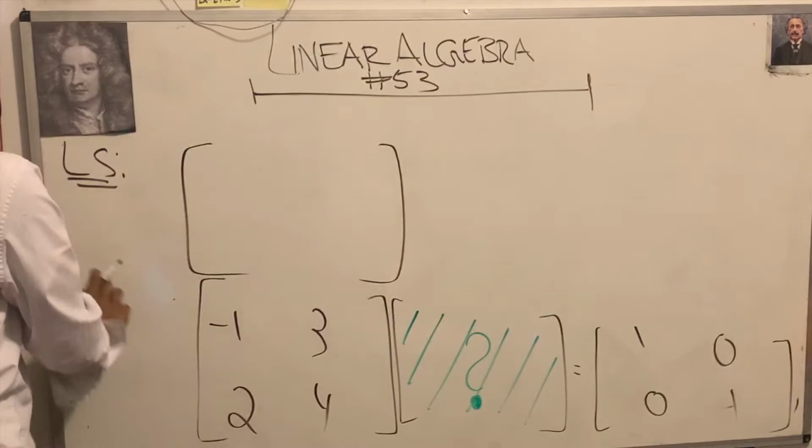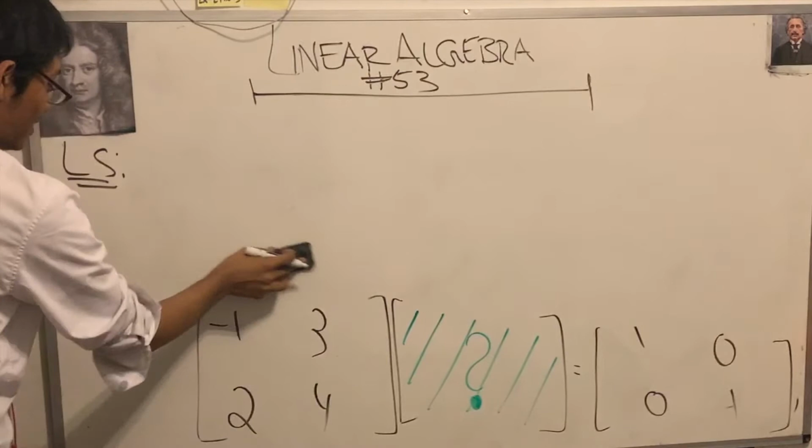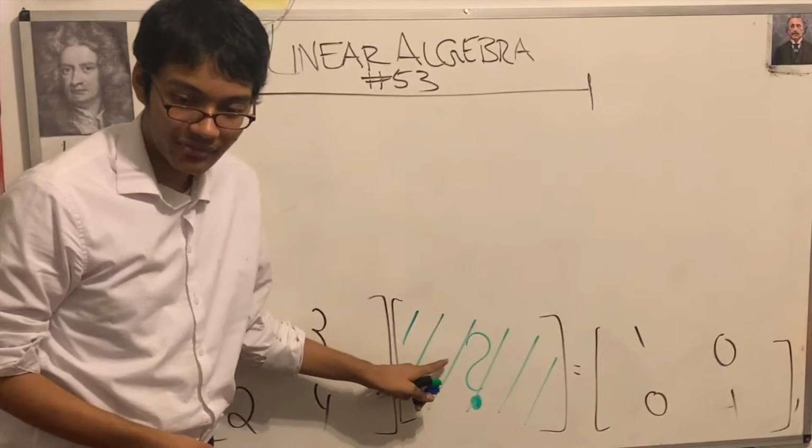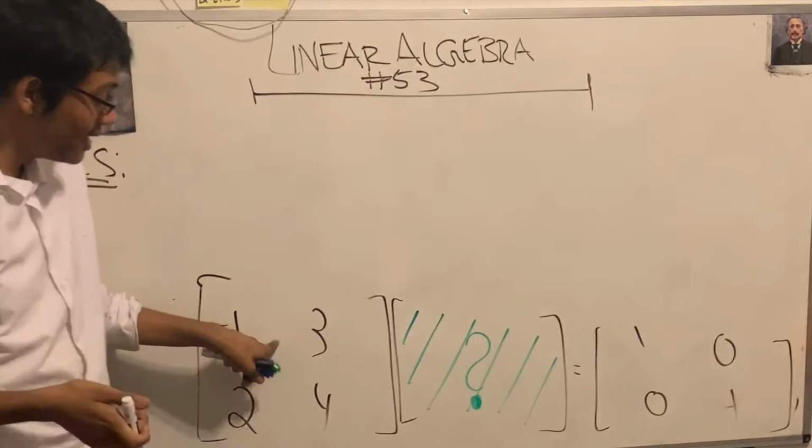Okay. One and one. So, what is this magic green matrix? That's what we are trying to find, right? We want to find what this green matrix is. We want to know how we can convert this to the identity. So we want to know what this is, okay?